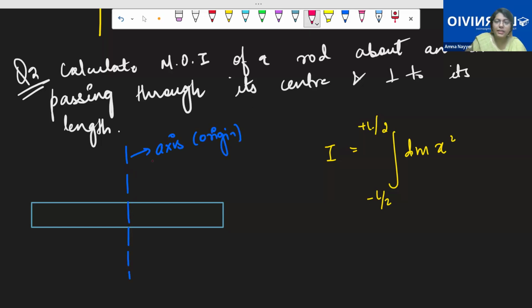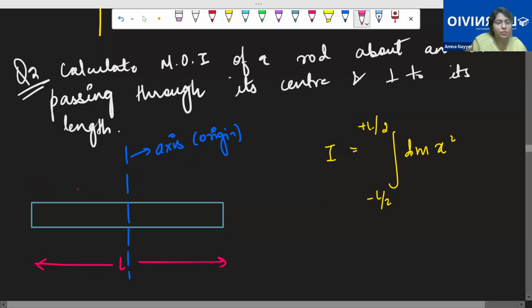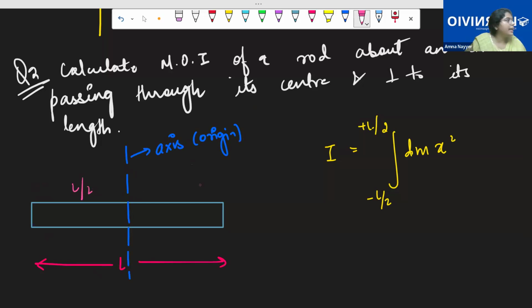So what will happen? See, let's say the total length was some L and this is through the center. So this part will be how much? This will be L by 2 and this will be L by 2. Now, this is treated as the origin. You take this side as minus L by 2, you treat this as plus L by 2, because this is your axis, which is the axis of rotation.